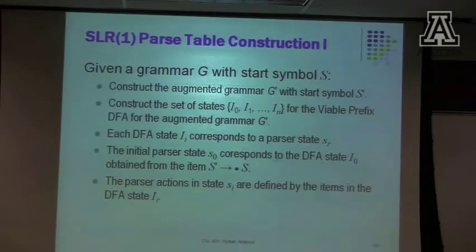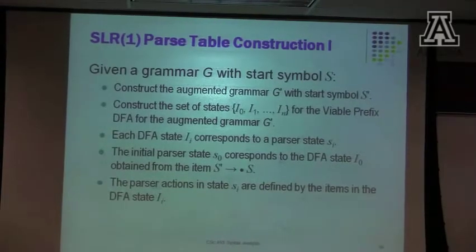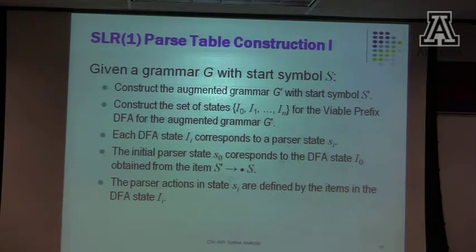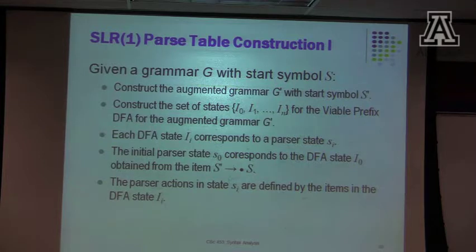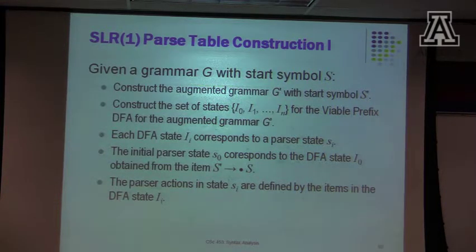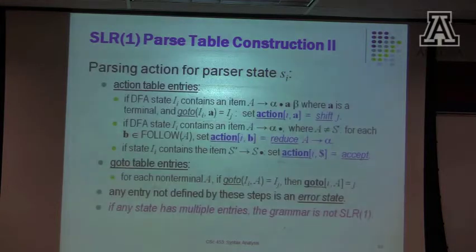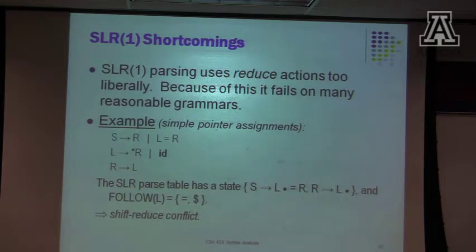It's entirely possible that an entry in the table might get a shift action from one item and a reduce from a different item. And if that happens, I have a conflict. Okay, so if a table entry has multiple actions, the grammar is not SLR1. So we actually had gone and looked at an example, and that worked out nicely. So SLR1 is nice and simple, and that's the reason we talk about it in the class.